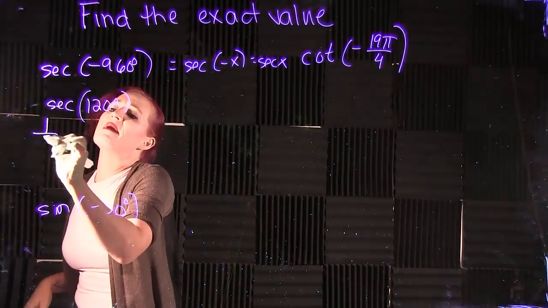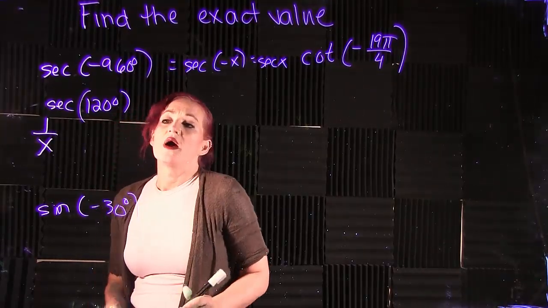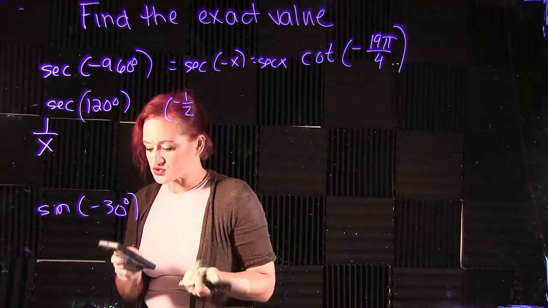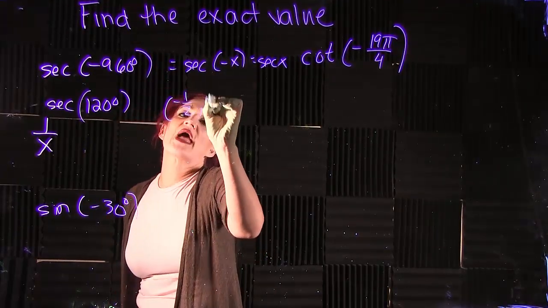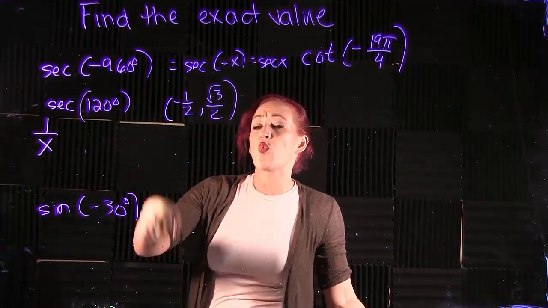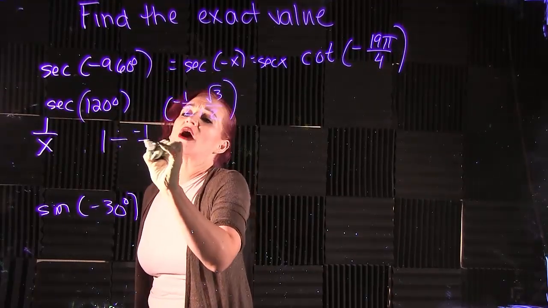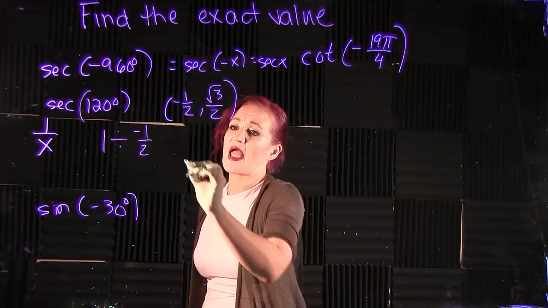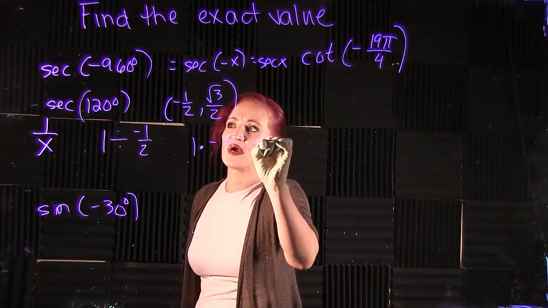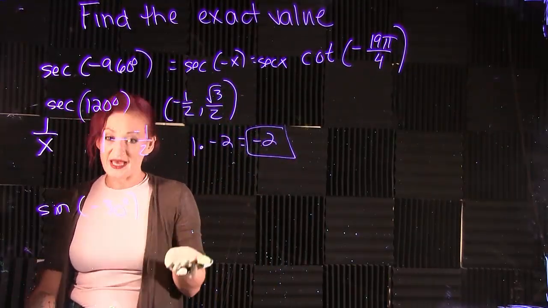Keep in mind that secant is 1 over x. If we take a look at the actual coordinate, secant of 120, so the actual coordinate is negative 1/2, square root of 3 over 2. But again, keep in mind that secant is 1 over x. So that's going to be 1 divided by our x value, which is the negative 1/2, which is the same thing as 1 times a negative 2. Secant of negative 960 would end up being a negative 2.